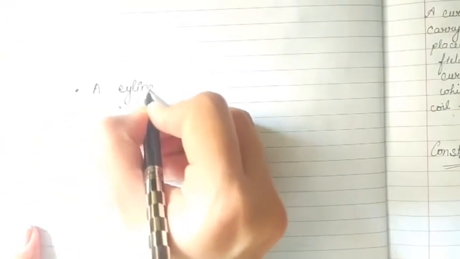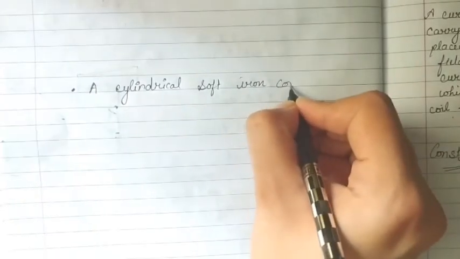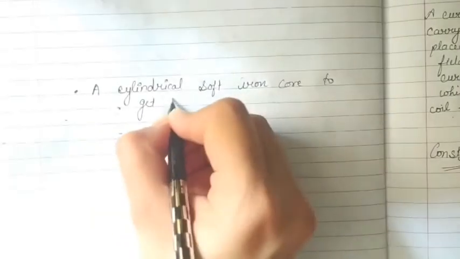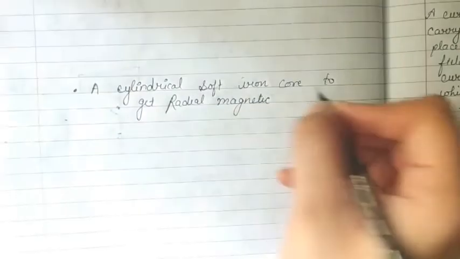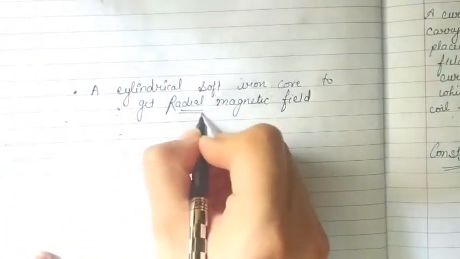Next point is we also use a cylindrical soft iron core to get a radial magnetic field. Radial magnetic field means that by using a cylindrical soft iron core, the magnetic field lines in the system point along the radii of a circle. So all these magnetic field lines act along the radius of the circle.